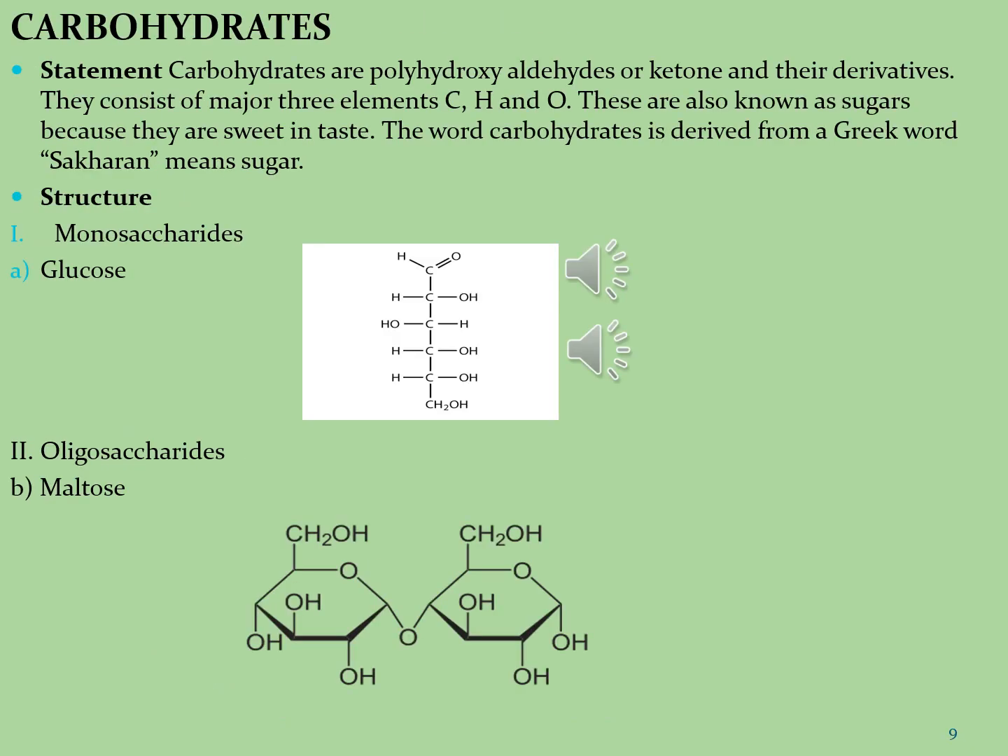Carbohydrates. Let's see what carbohydrates are. Carbohydrates are polyhydroxy aldehydes or ketones and their derivatives. They consist of three major elements: carbon, hydrogen, and oxygen. These are also known as sugar because they are sweet in taste. The word carbohydrate is derived from a Greek word, saccharon, which means sugar.